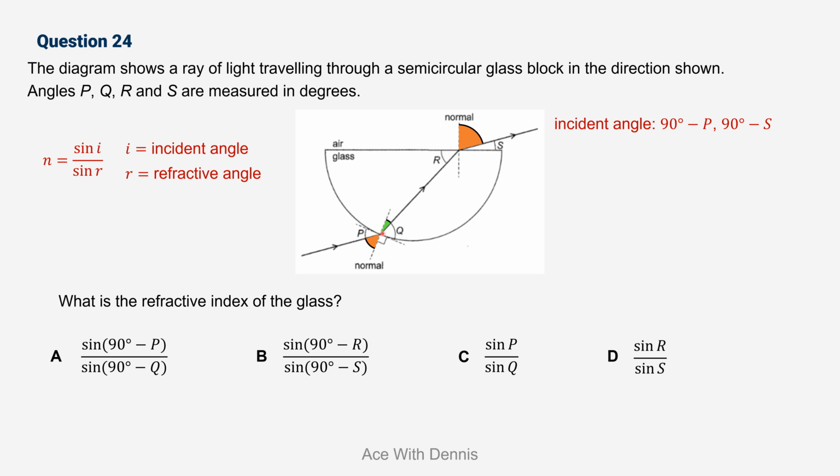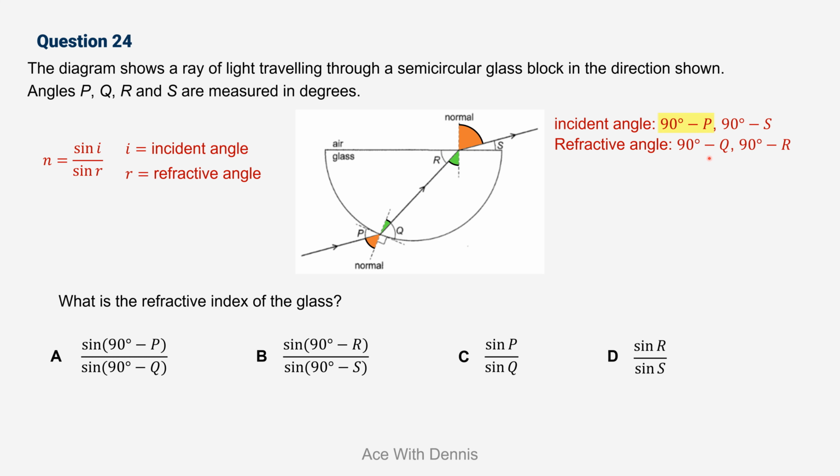So this angle will be the refractive angle, and this angle also will be the refractive angle. Okay, so the refractive angle for this one will be 90 degrees minus Q, and for this angle will be 90 degrees minus R. Again, let's think about what the refractive angle is. It is the angle formed between the ray and the normal in the glass block here. So it can be this or this.